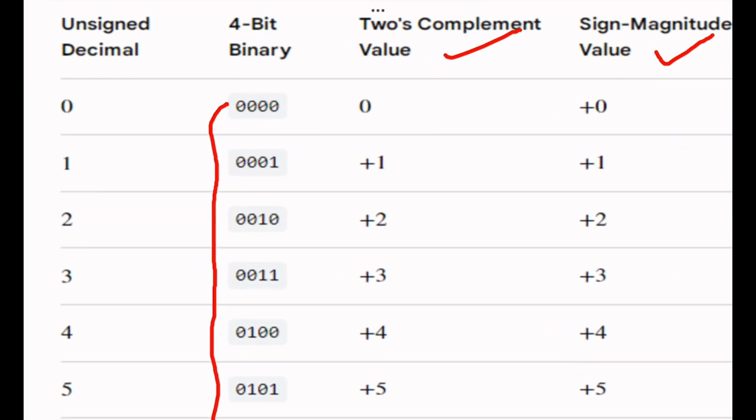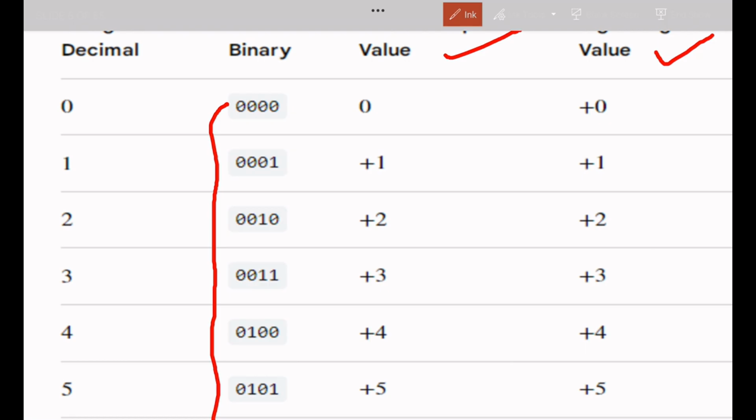your first bit. Every time, your first bit is 0.